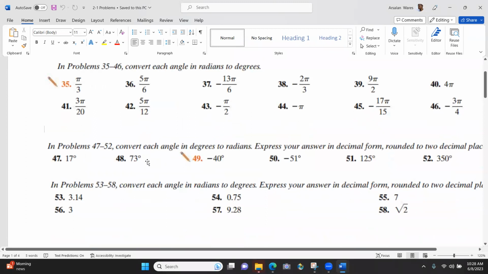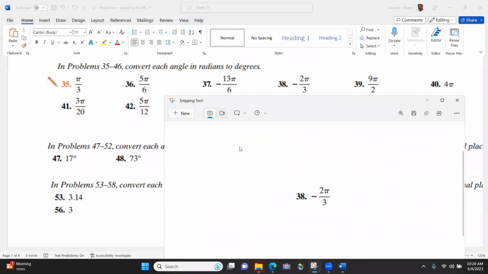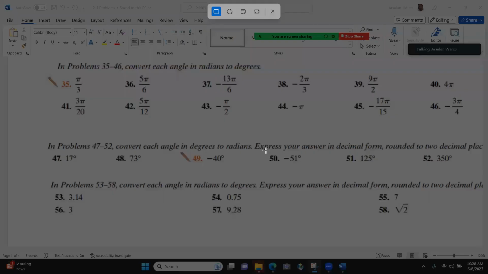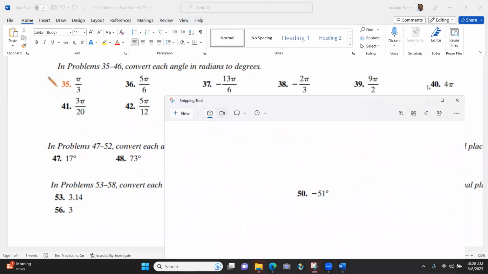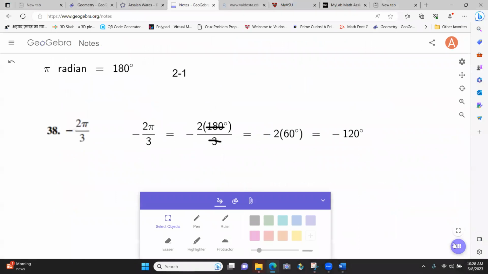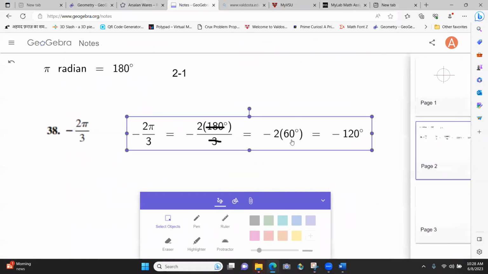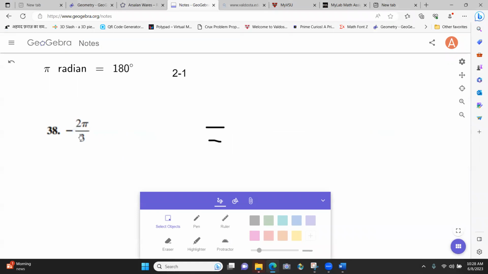Now, this one is interesting. What are they saying? Convert the angle in degrees to radian. So these are given in degree, and you have to convert it to radian. Let's take number 50, which is negative 51. Let's bring it here. Still 2.1.